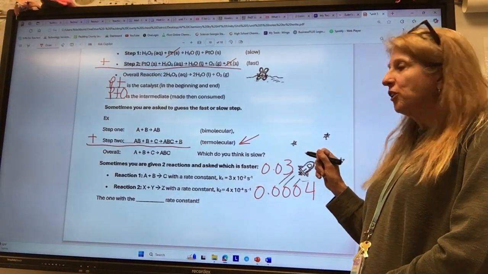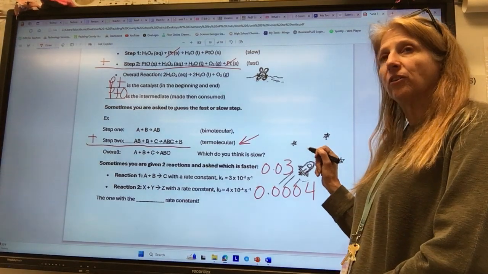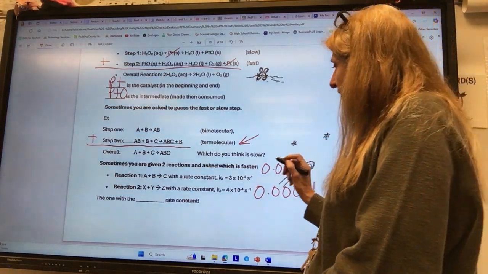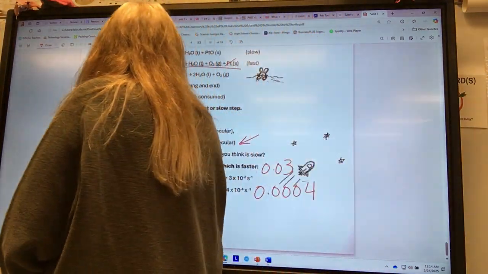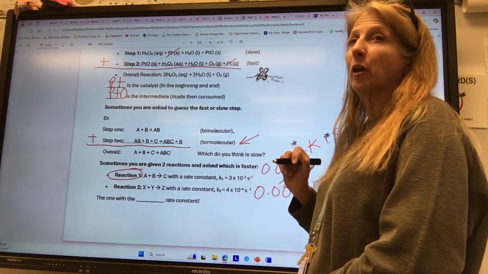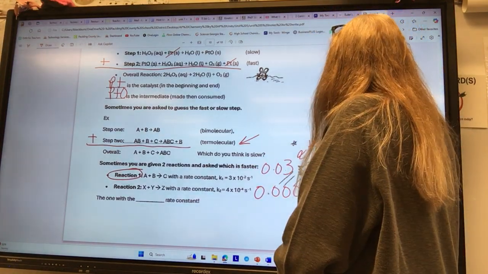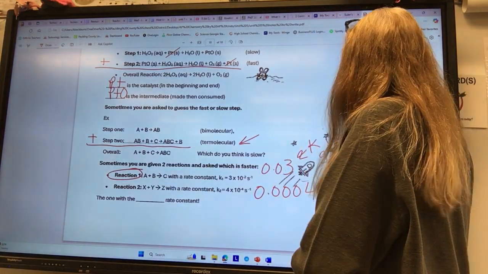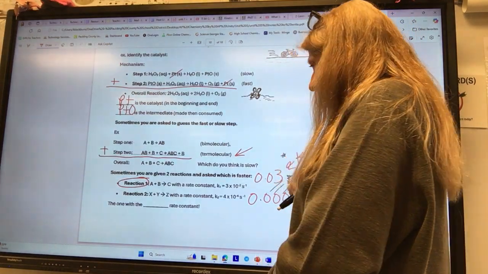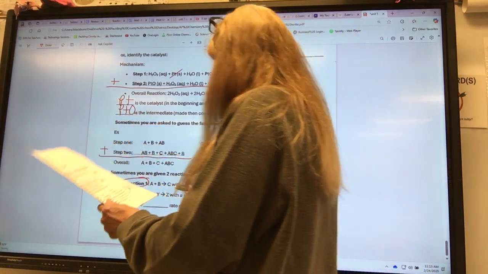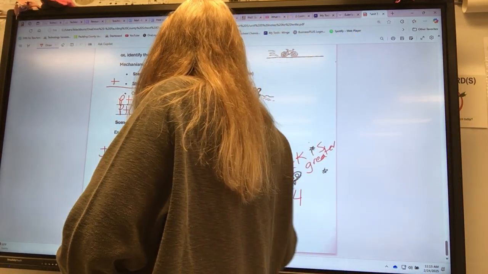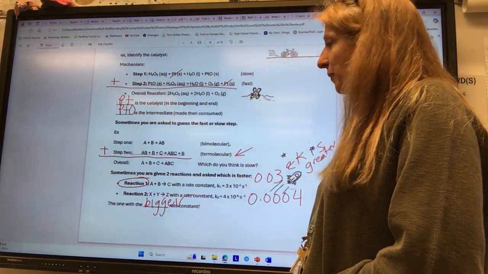That one, right? Do you think bigger is going to go faster or slower? Bigger goes faster. So the answer is reaction 1 because k is, we won't say bigger, that's not real sciencey. We'll say k is greater. That's more sciencey, right? The one with the bigger rate constant is going to go faster. So it was reaction 1.